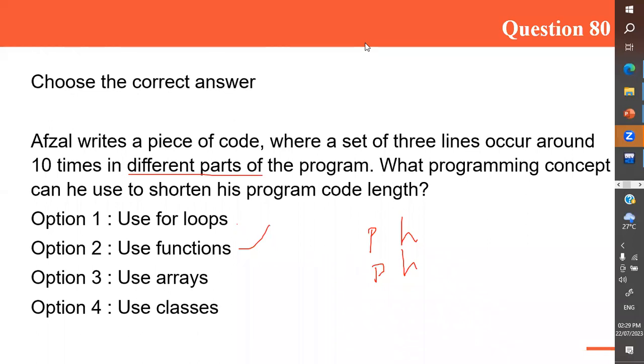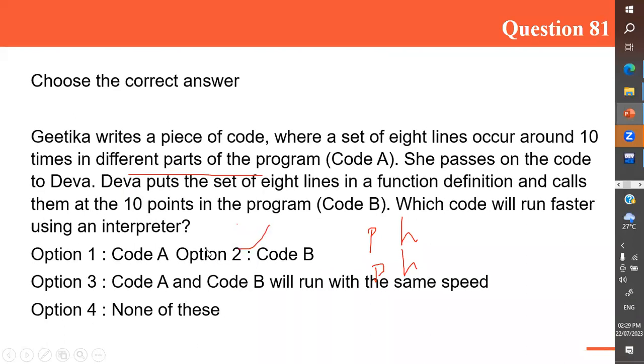I hope you understood. Someone answered 1. I hope you got it. Clear, people who answered loops. I hope you understood why I am saying functions, not loops. This, everyone.